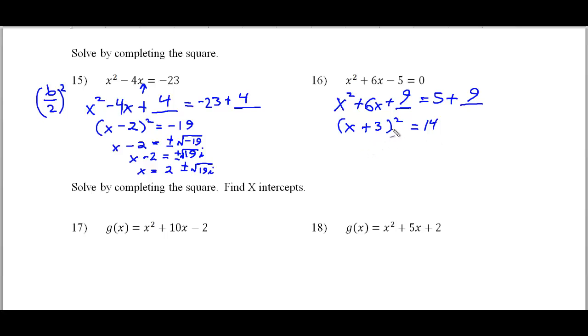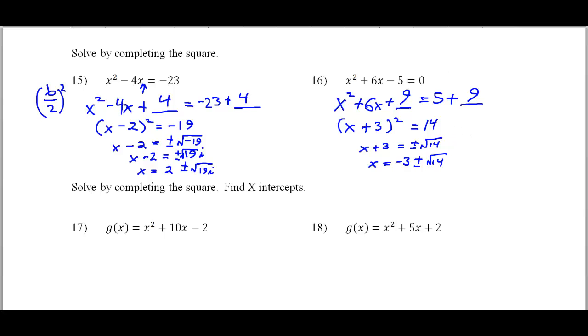Now what I get to do is take the square root of both sides. So I get x plus 3 after I take the square root of the left side, and on the right side I have plus or minus the square root of 14. Then I move the 3 to the other side, x is equal to negative 3 plus or minus the square root of 14. Please understand that these are two different answers. It's an answer of negative 3 plus the square root of 14, which you can type in and get a decimal, or negative 3 minus the square root of 14, and type in and get a decimal.